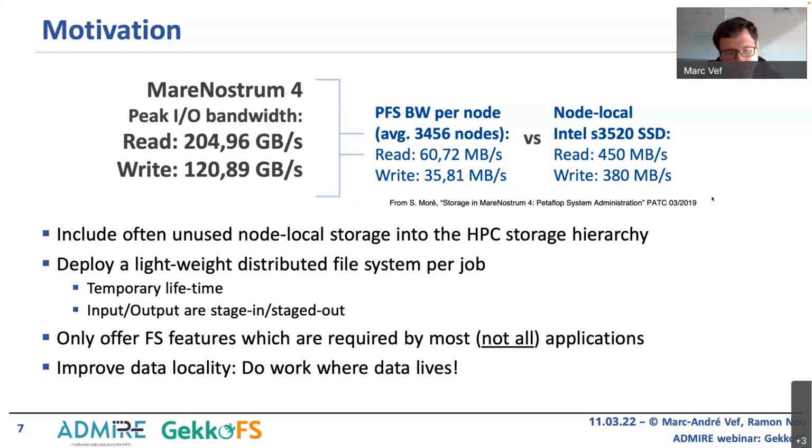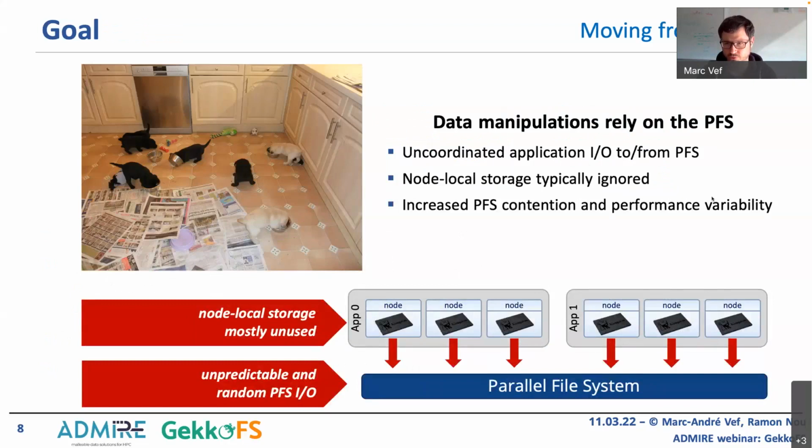Yeah. And finally, of course, when you have these isolated file systems, you don't have interference, right? And you improve the data locality as well, because you can decide what kind of data distribution you want in this file system. So what we want to do in summary is we want to go from this, where the data manipulation relies on the parallel file system, and where we have uncoordinated access based on random I/O or whatever, where the nodes actually work on the parallel file system directly.